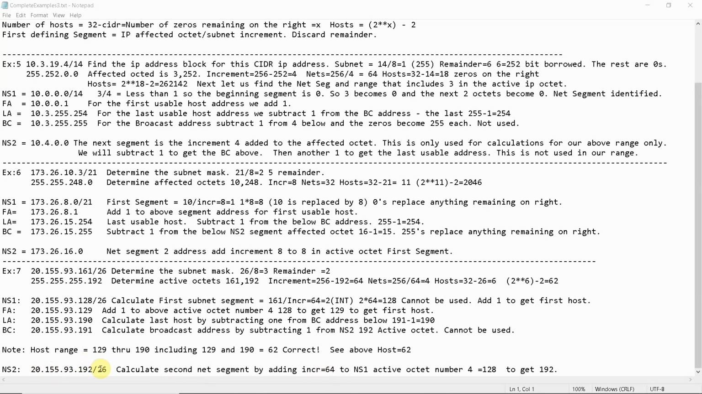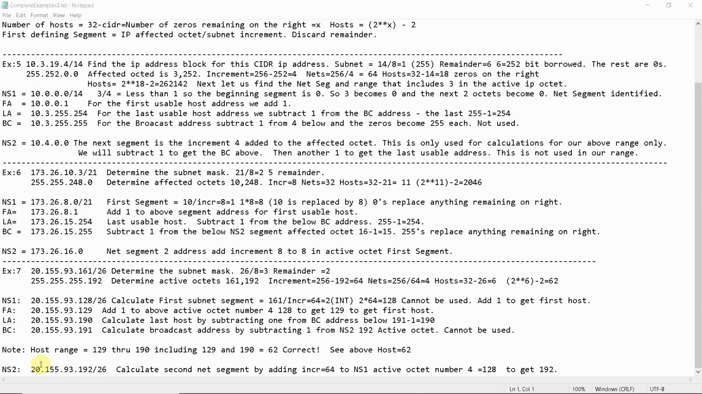So now we can simply back up and get these last two. So again, it's 192 minus 1 is 191. And then 191 minus 1 is 190. So that's our broadcast and our last address. And that one's done. And I hope this explains it.